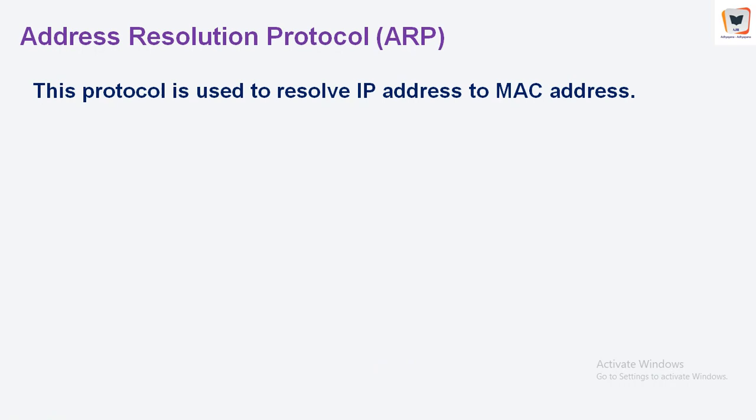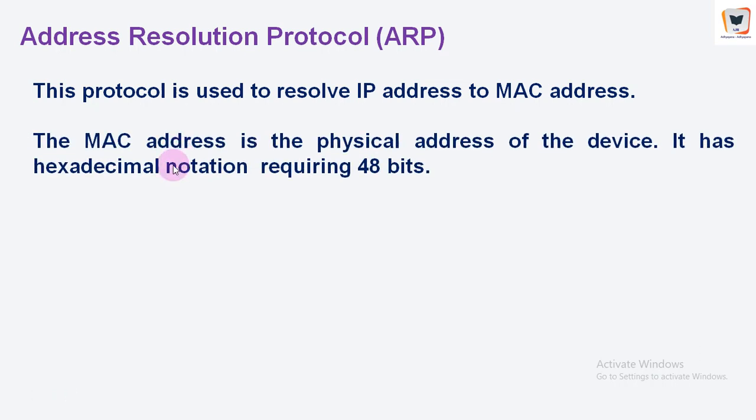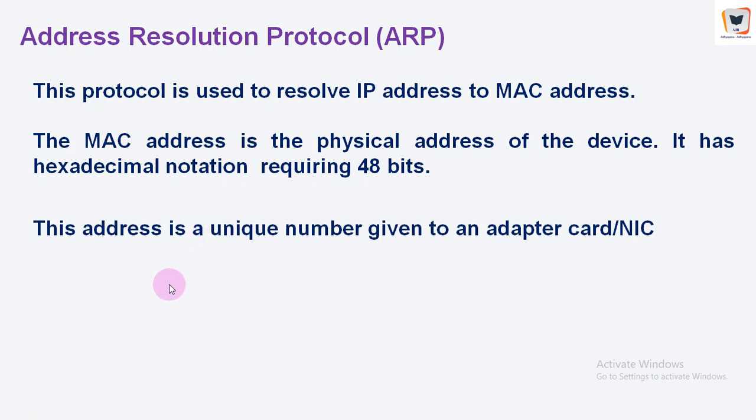This translation, or the resolution of IP address to MAC address, is taken care of by a very predominant protocol that exists in the link layer, namely the Address Resolution Protocol. The MAC address is the physical address of the device. As I told you in the previous tutorial, it has hexadecimal notation requiring 48 bits. This address is a unique number given to an adapter card or network interface card.